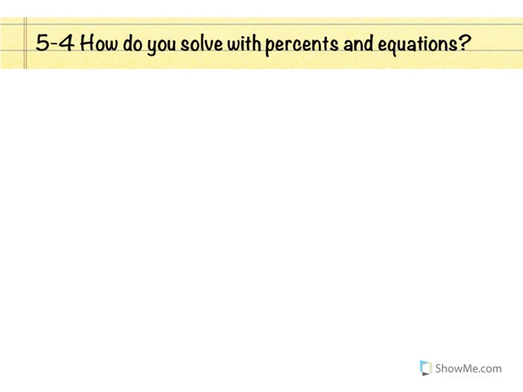Okay, this lesson is going to go pretty fast. Lesson 5-4, how do you solve with percents and equations? A lot of times we might set up equations using percents, especially if we're talking about sales tax.